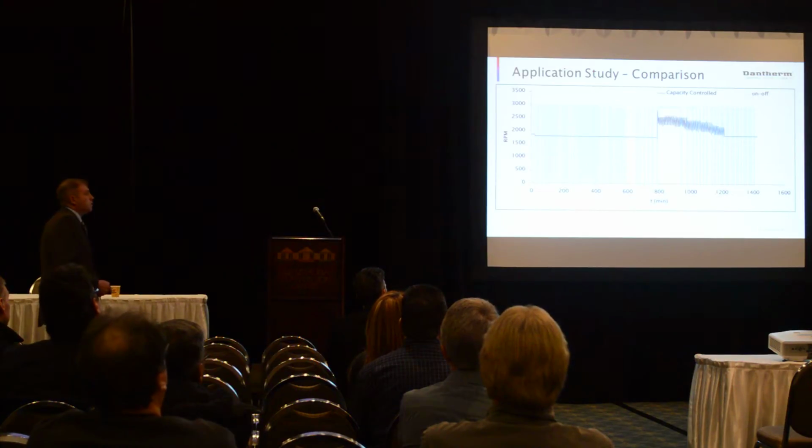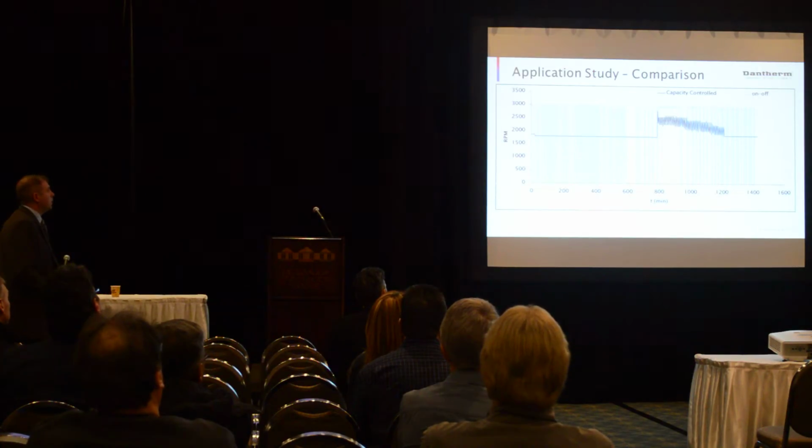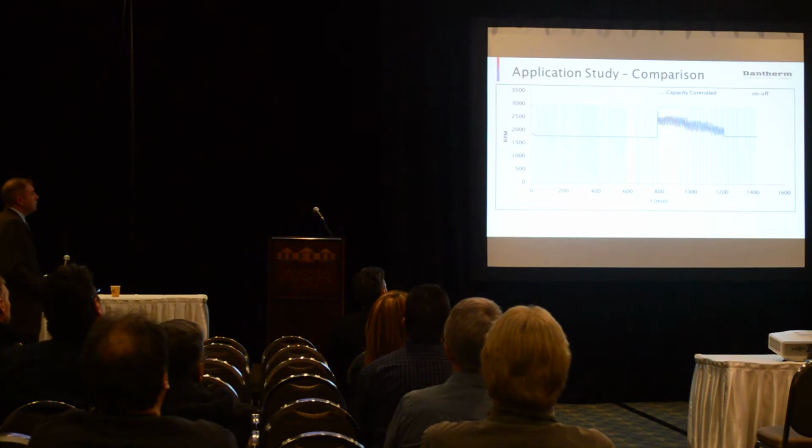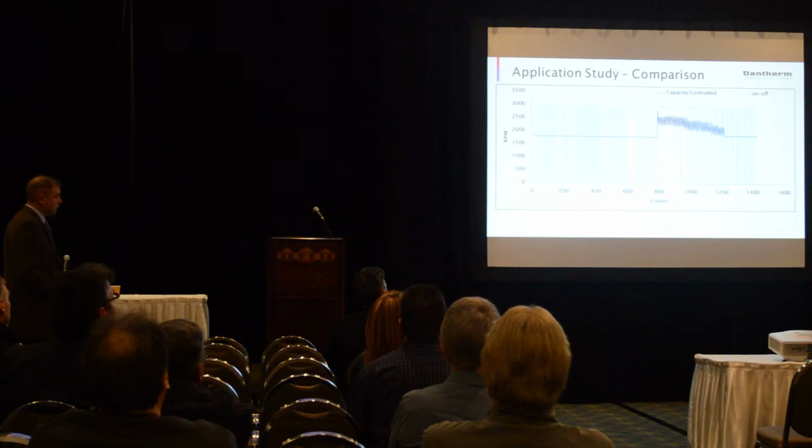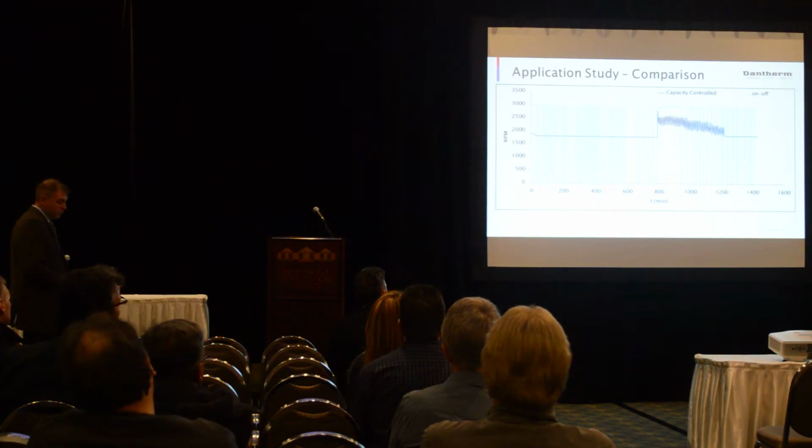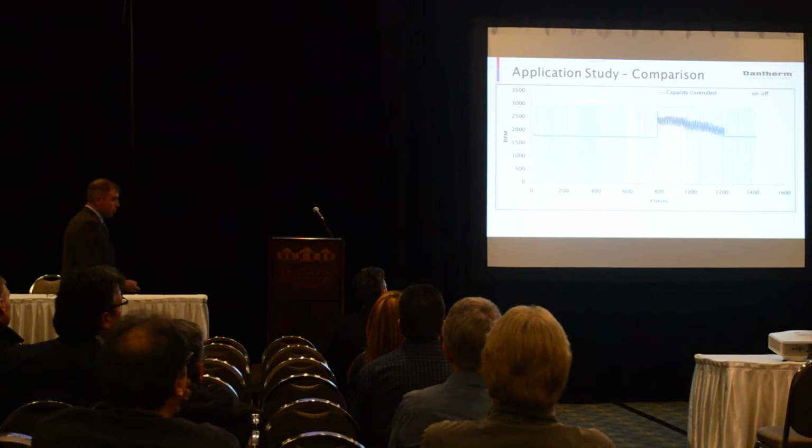This is kind of a mishmash of both. You can see capacity control, a nice line, and then right here the on-off is all over. And this axis is the RPM for the compressor. So you can see how much it's going up and down constantly, which will inevitably shorten the life of your compressor.